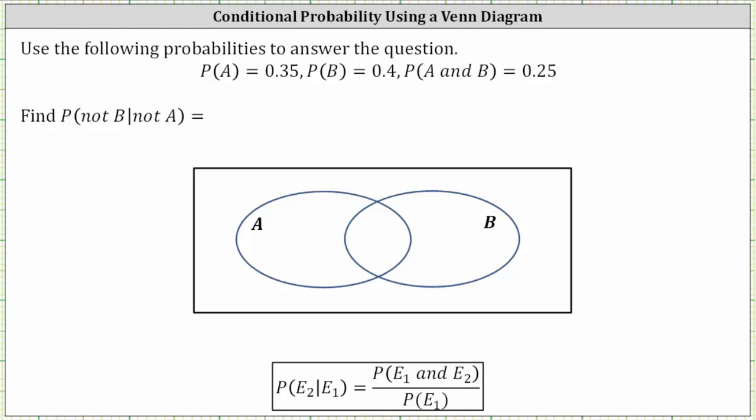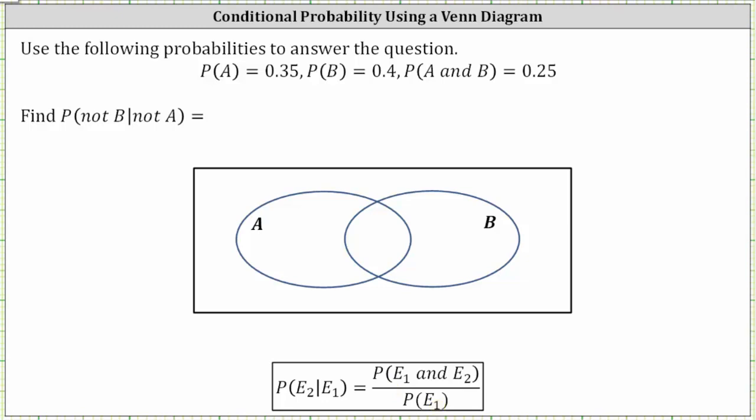We're asked to use the following probabilities to answer the question, what is the probability of not B given not A has already occurred? The conditional probability formula is shown below. The probability of event 2 given event 1 has already occurred is equal to the probability of event 1 and event 2 divided by the probability of event 1.